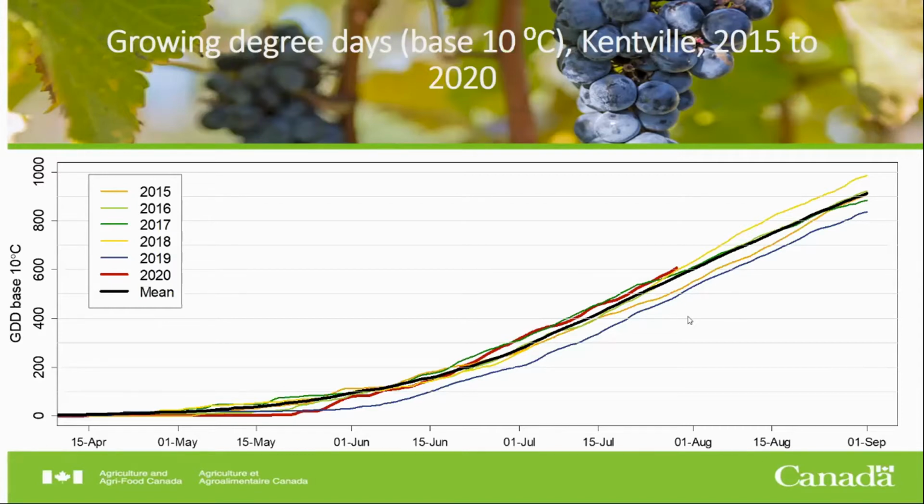Now, in terms of shoot elongation, sure, we could easily be 2 weeks ahead of where we were last year. And there are other reasons for that. I'm going to maybe touch on those a little bit on another slide.